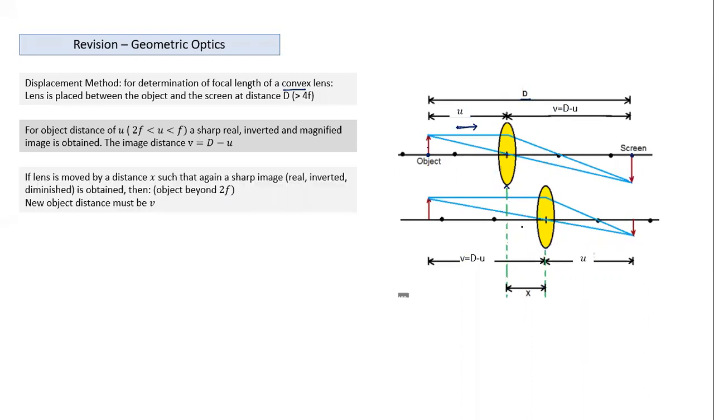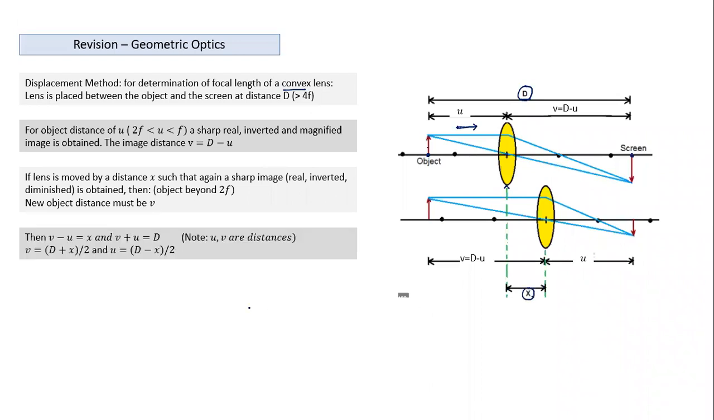Now, when we find the focal length in the experiment, we record two values: the distance d and the distance x. Based on these two, we can find the focal length. How do we do that? Let's understand here. x is equal to v minus u, and d is equal to v plus u. Both u and v are distances. The distance v will be equal to (d plus x) by 2, and the distance u will be equal to (d minus x) by 2.